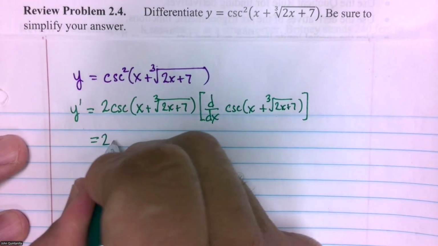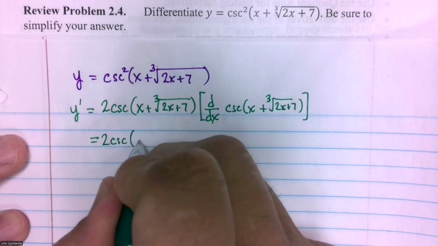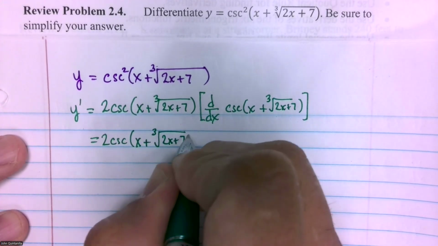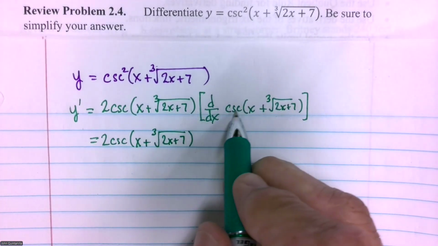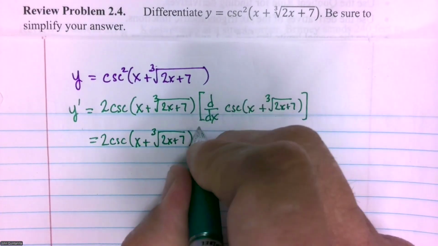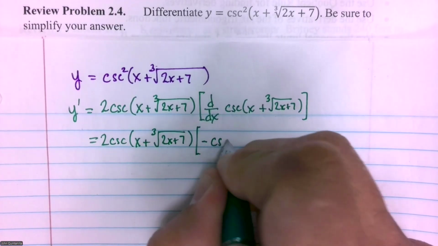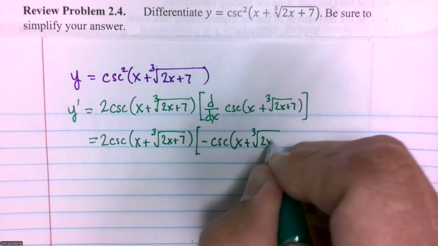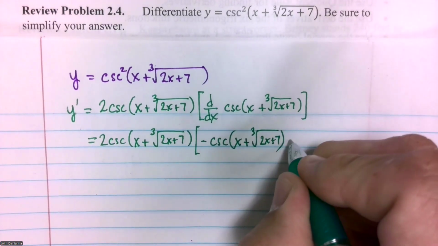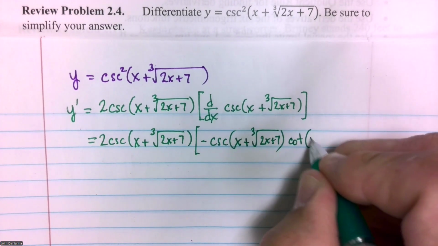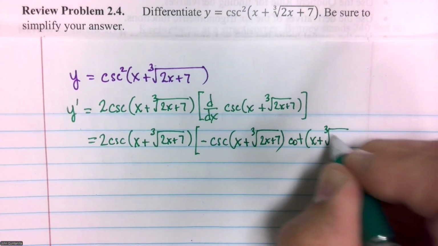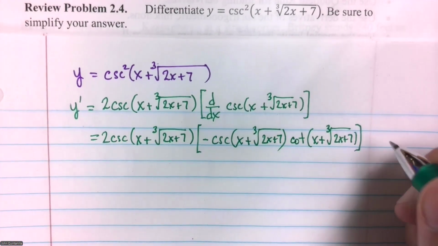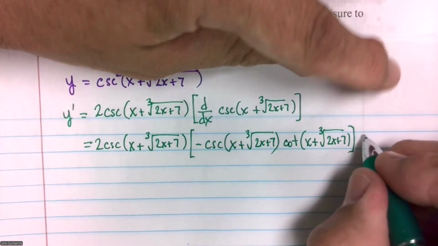Okay, now the thing in front of the brackets will just come along for the ride. And now I take the derivative of cosecant. The derivative of cosecant is going to be minus cosecant of the something times the cotangent of the something. And then I multiply that by the derivative of the inside.